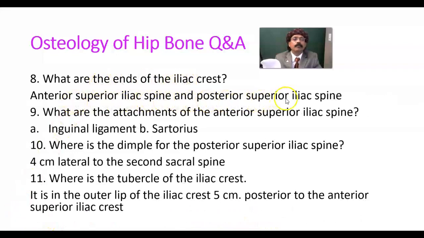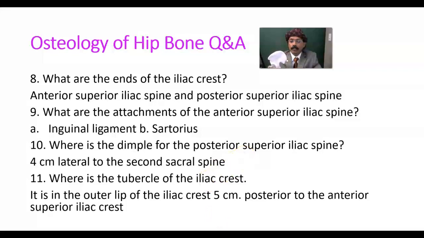Now, what are the ends of the iliac crest? Anterior superior iliac spine and posterior superior iliac spine. You read this part, the attachments of the anterior superior iliac spine. What is the dimple for the posterior superior iliac spine? It is 4 cm lateral to the second sacral spine. What is the tubercle of the iliac crest? It is on the outer lip of the iliac crest, 5 cm posterior to the anterior superior iliac spine.